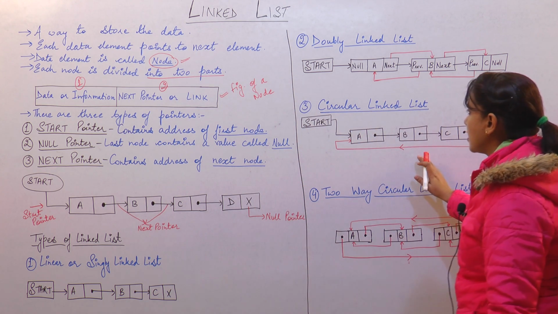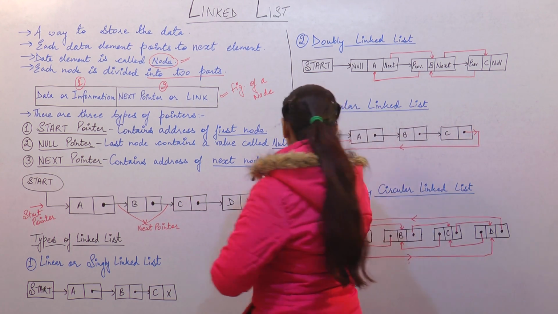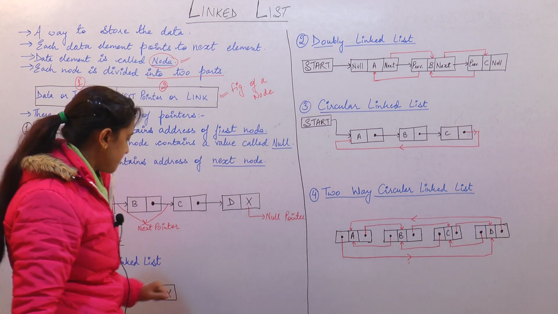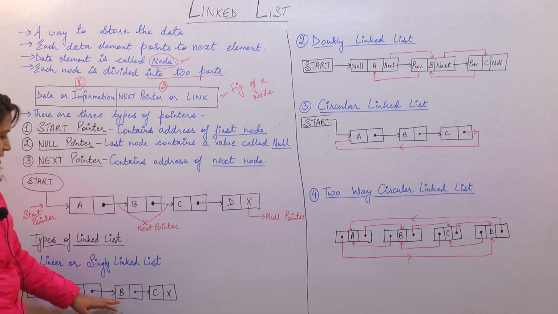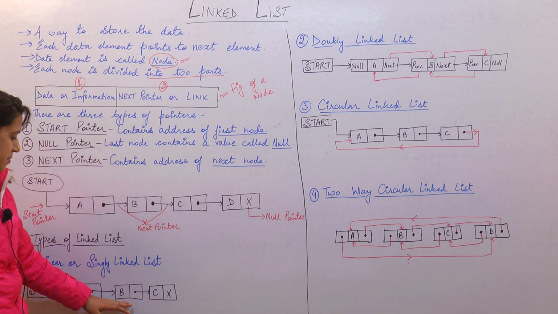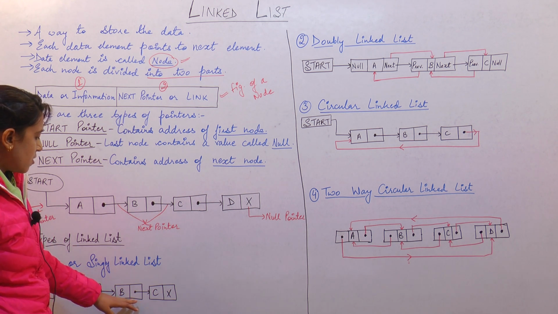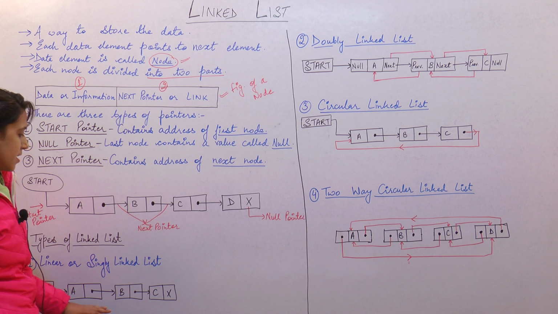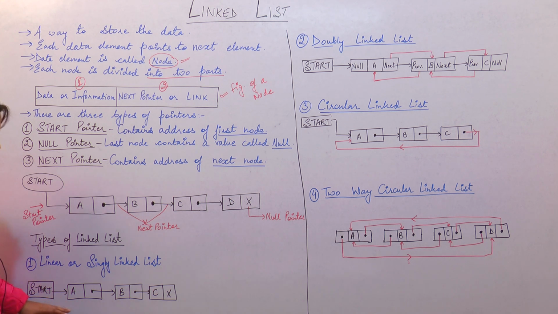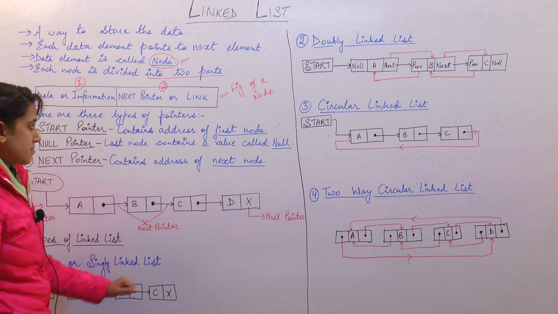Second one is double. Third one is circular, and the last one is two-way circular linked list. In linear or single linked list, we are having a simple linked list starting with a start pointer. Then in first node we are having a data element A. The pointer of the data element A is pointing towards the next data element, that is B, and the next pointer field of data element B is pointing towards the data element C in the linked list. So this is an example of linear or single linked list.